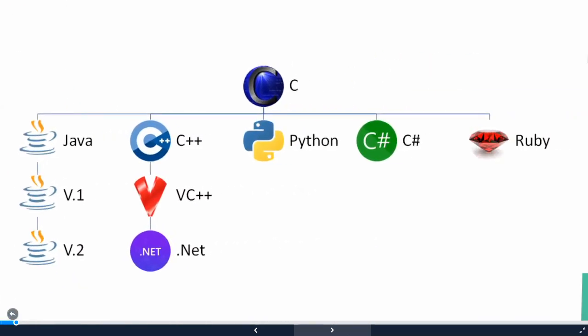One of the first high-level languages to be created was C, and based off of C, they created Java, C++, Python, C#, and Ruby. And based on Java, they created multiple versions, such as version 1, version 2, and so on and so forth. And based on C++, they created Visual C++, and then .NET.